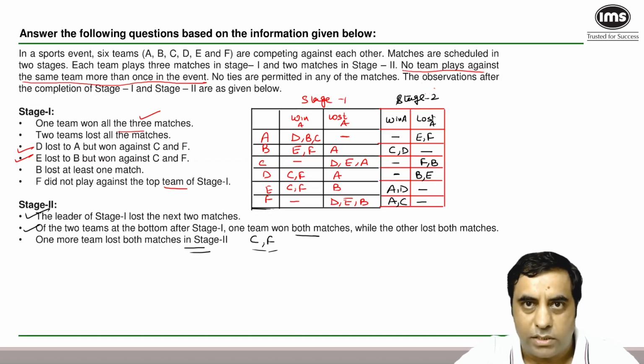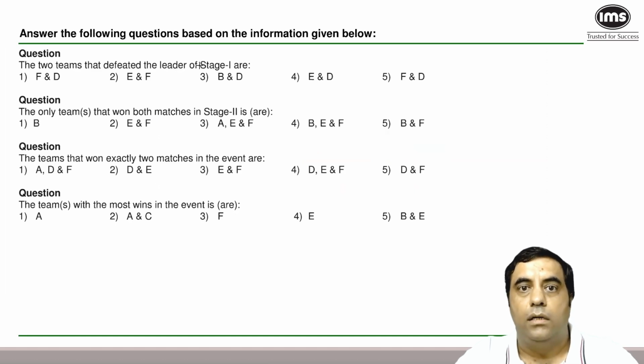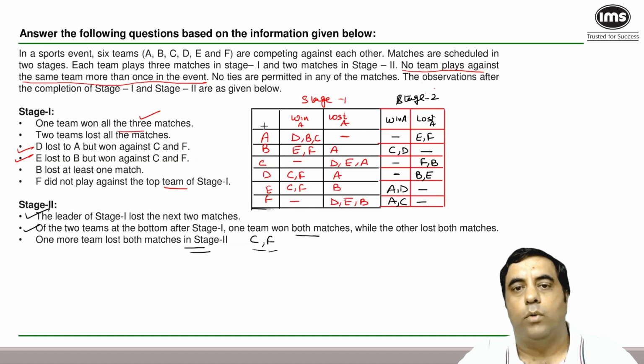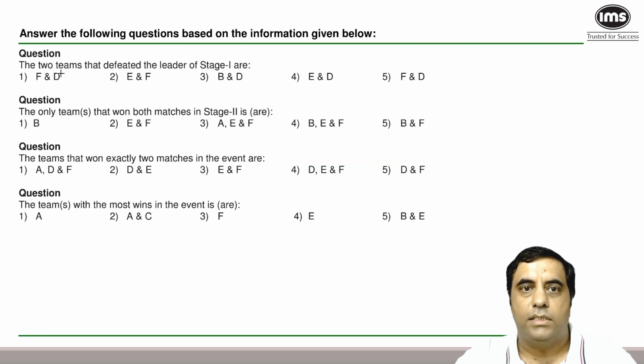Now let's look at the question. The 2 teams that defeated the leader of stage 1 are. So the leader of stage 1 was A, and the two teams that defeated it are going to be nothing but E and F.